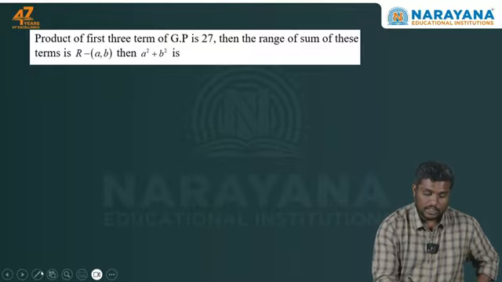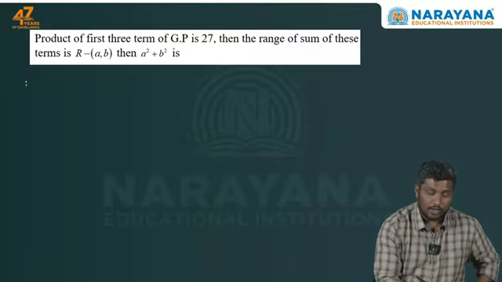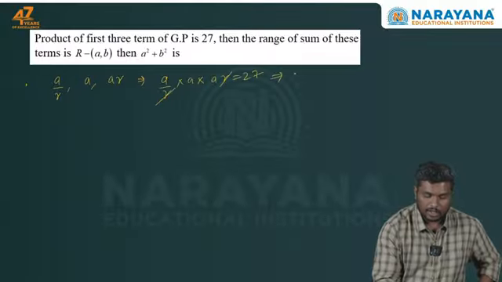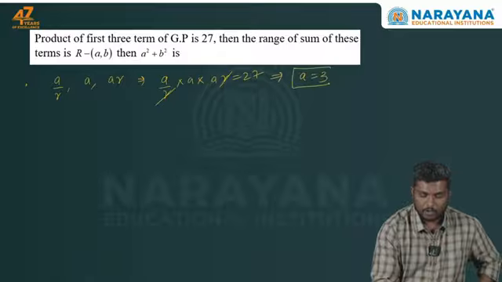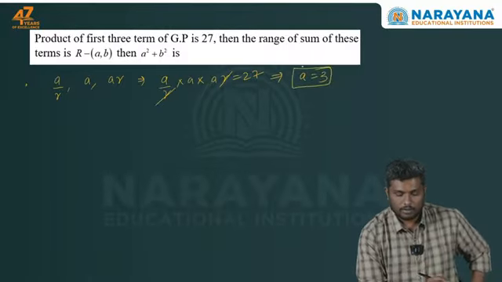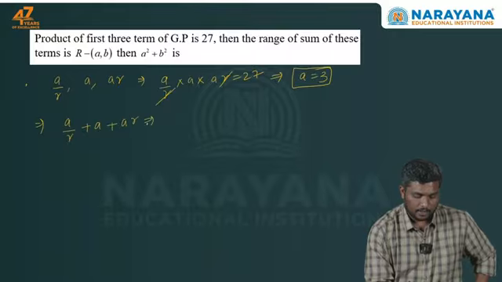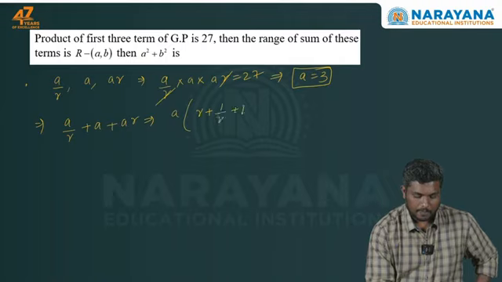The product of the first 3 terms of a GP is 27. Whenever you have a product of 3 terms, you always take those terms to be a by r, a, ar. Given that the product is a by r into a into ar is equal to 27, r cancels out. I can directly write a^3 = 27, so a is equal to 3. Now the range of the sum of these 3 terms: a by r plus a plus ar, which is nothing but, if you take a common, a(r plus 1 by r plus 1).